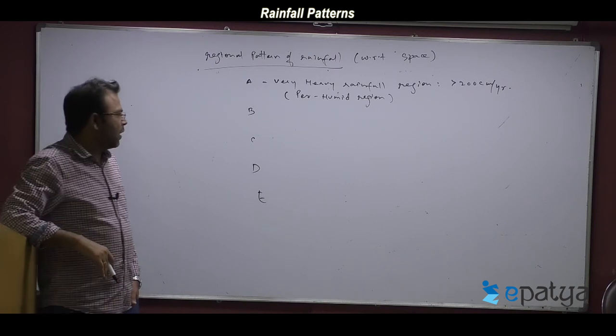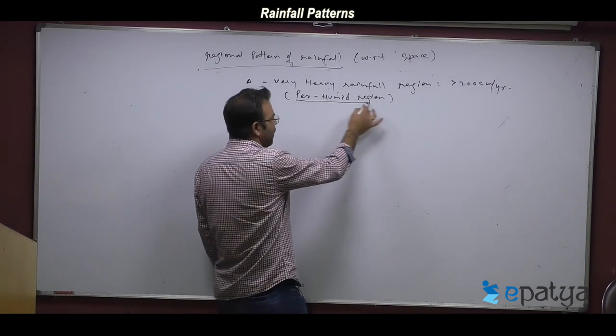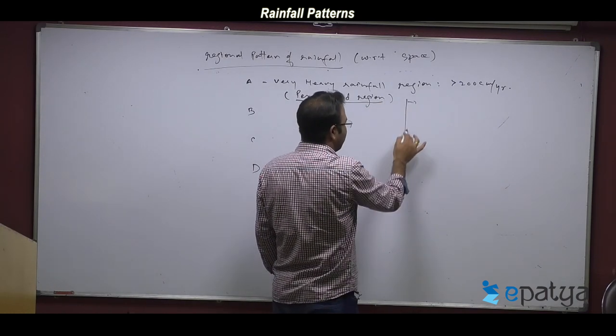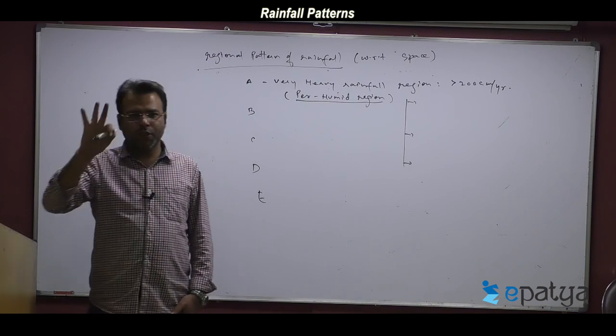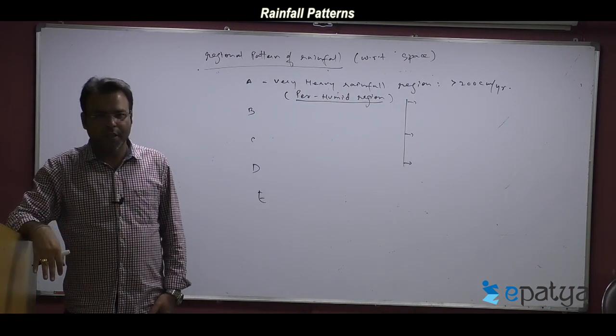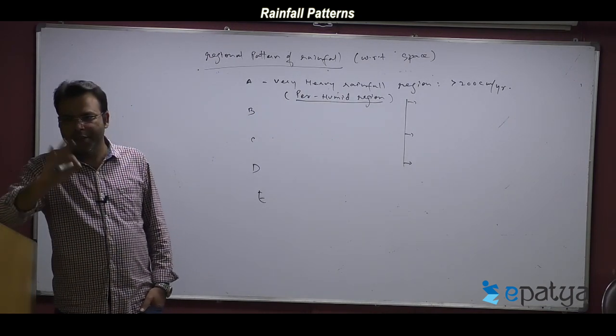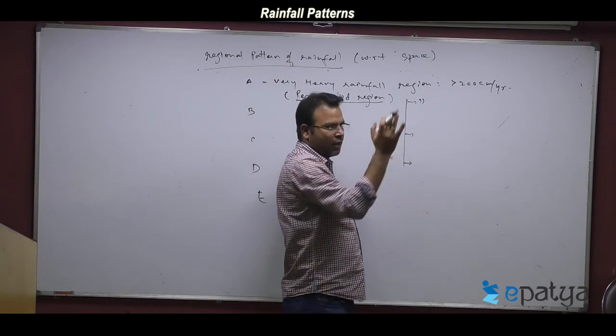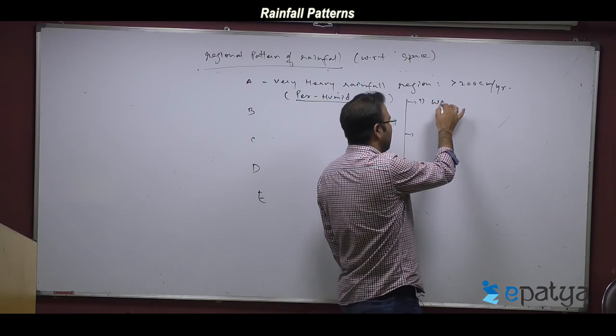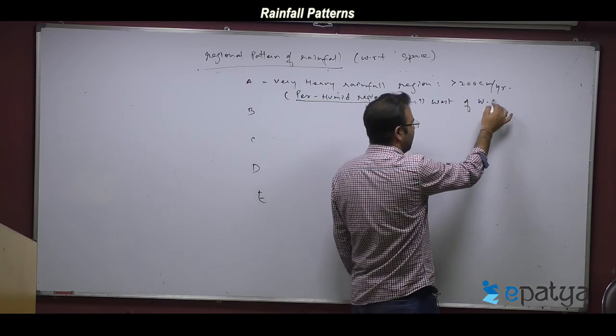So A regions are perhumid. What are the regions in this country which fall in this category? You know there are three geographies that fall under this category. First is west of Western Ghats of India.